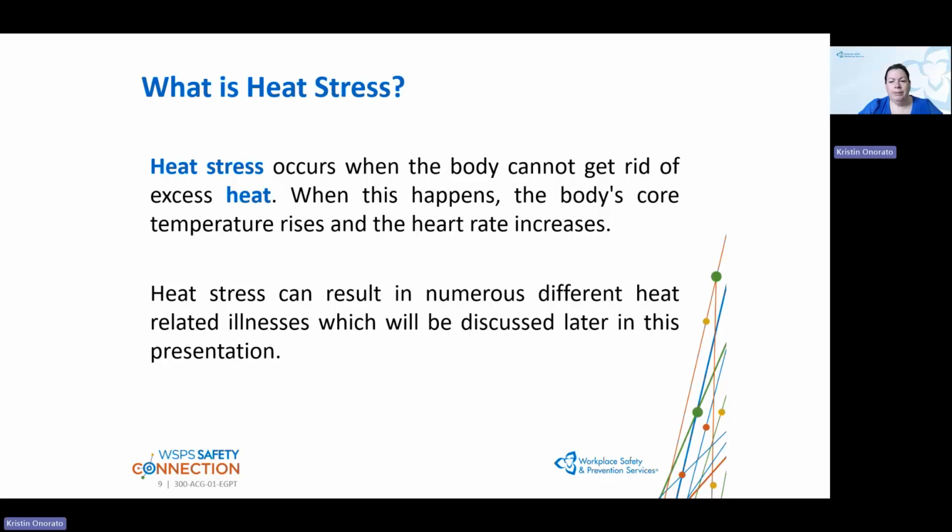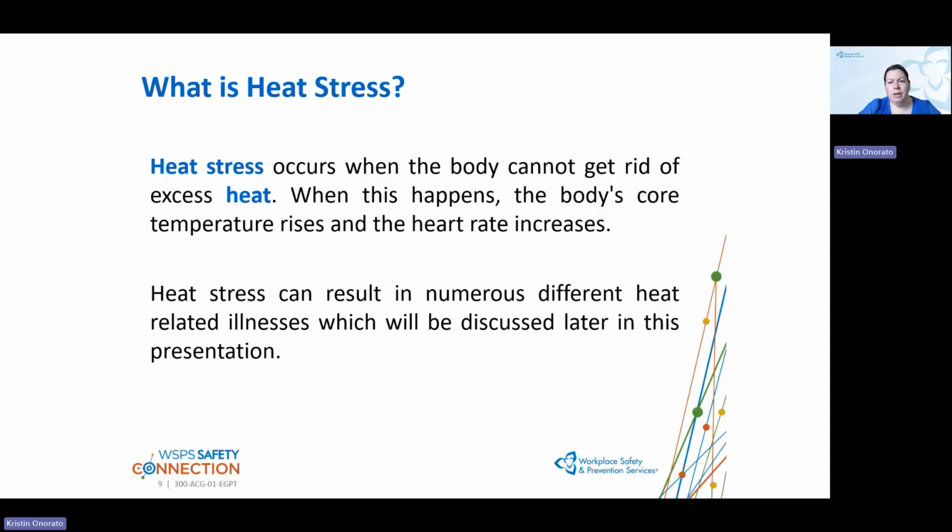Okay, so first thing, making sure that we're all on the same page when it comes to this topic is really thinking and talking about what heat stress is. So ultimately, heat stress occurs when the body cannot get rid of excess heat. When this happens, the body's core temperature will begin to rise, our heart rates will begin to increase, and this heat stress can result in different heat-related illnesses.